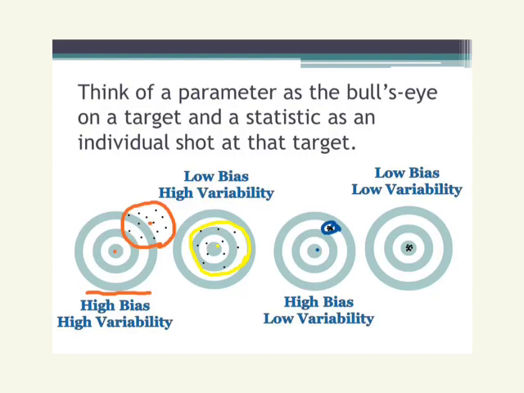And in our fourth bullseye, this is what we actually want to see in statistics. We have low bias and low variability. This is a great shot at that target over and over and over again. That's consistency. And this is what we're looking for out of our sampling distributions in statistics. And when we have that, we can trust that our estimate, our approximation of the parameter, is good and accurate. And that's what we're looking for in statistics.